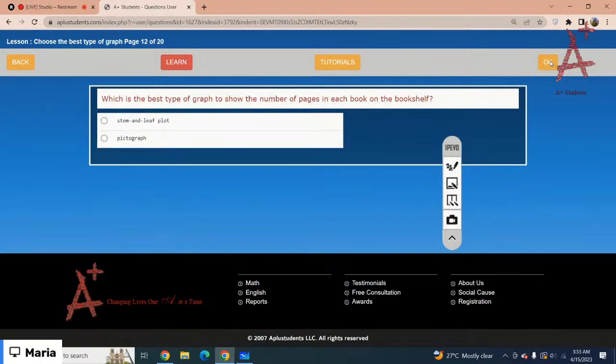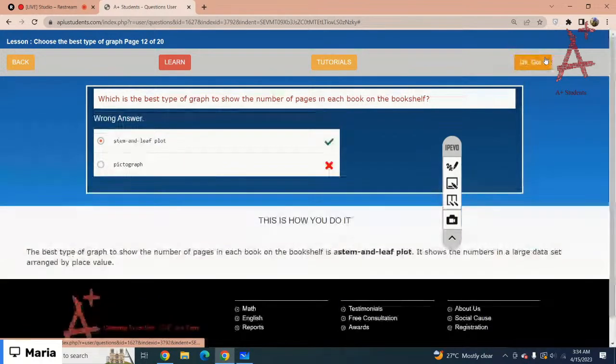Which is the best type of graph that shows the number of pages in each book on the bookshelf? I think that would be a pictograph. That would be the stem and leaf plot because it shows the numbers in a large data set arranged by place values. Got it?